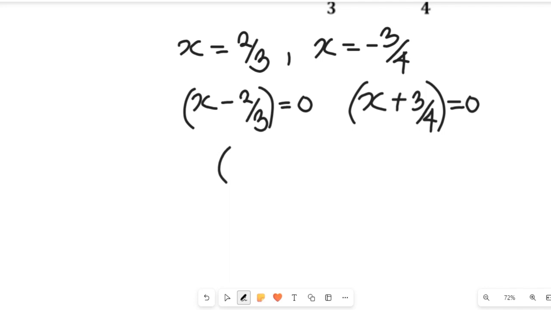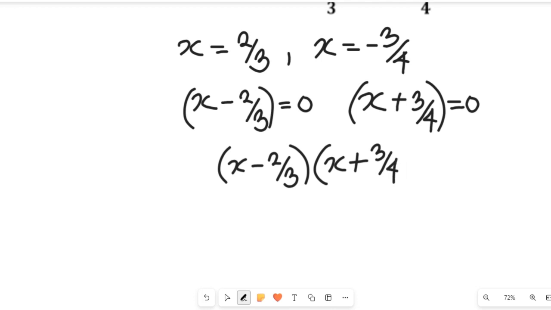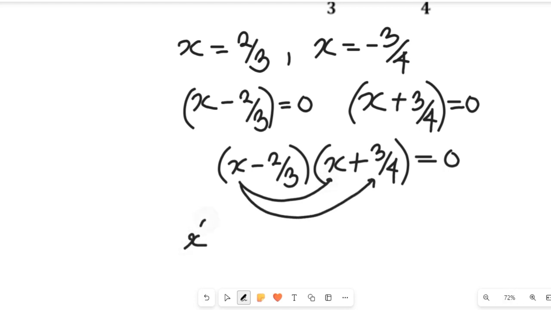So we'll have x minus 2 divided by 3 multiplying x plus 3 divided by 4. I told you we're going to take it from the bottom to the top approach. So x will multiply x, and then this same x will multiply this. So that will give us x squared, right? x times x will give us x squared.